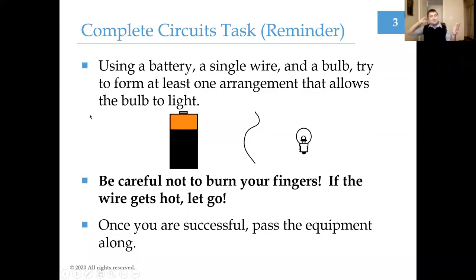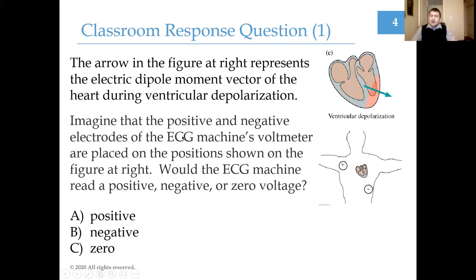All right, now, if we were meeting in person, we would have you do this little experiment here where we would provide you a battery, a single piece of wire, and a light bulb. So what I'd like you to do right now is go ahead and pause this video really quick and just think to yourself a little bit. How would I arrange all of these pieces to make the bulb light up? All right, pause the video and think about this for a minute. Resume when you're ready. So I hope you thought of a couple different arrangements for how to get this light bulb to light. And we'll come back to this here in just a little bit.